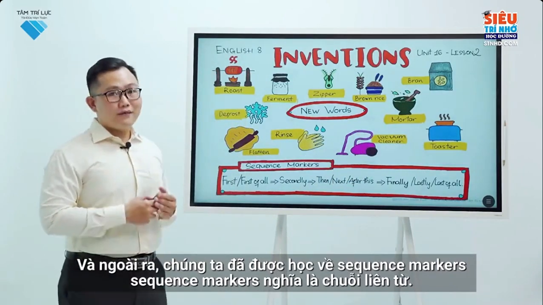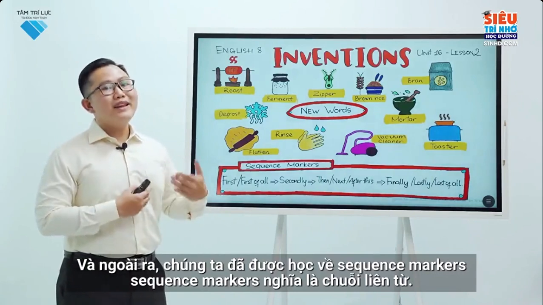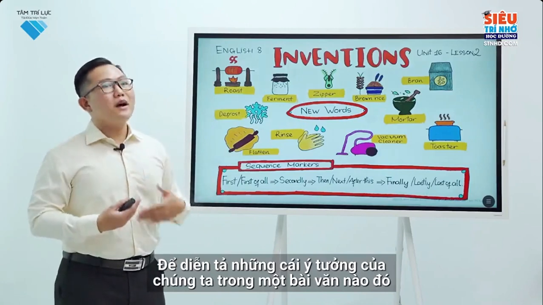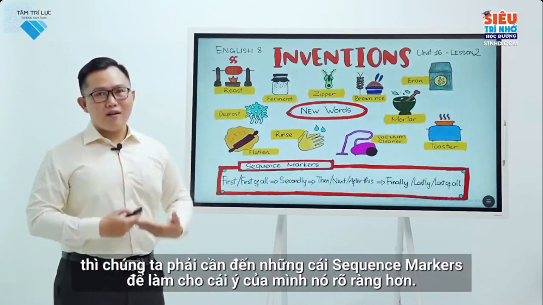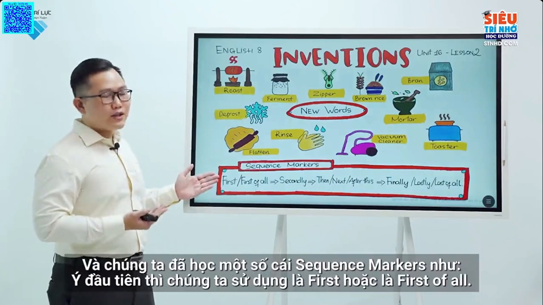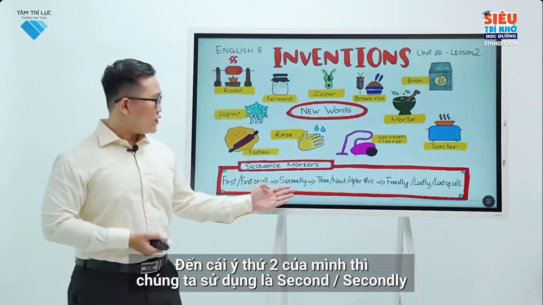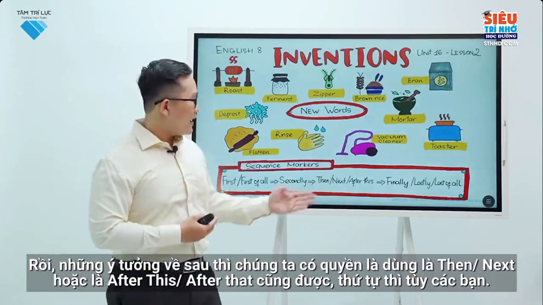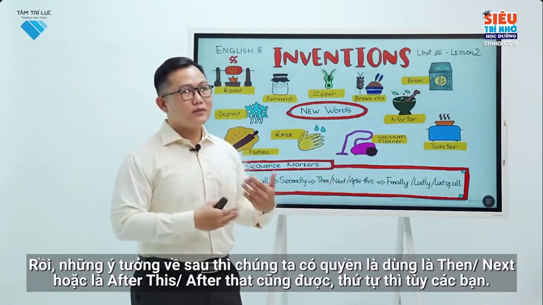Besides, we also learn about the sequence markers, conjunction chain. To express our ideas in a certain composition, we need to use sequence markers to make our ideas clear. And we also learned about some sequence markers like we use first or first of all for the first idea. We use second, secondly for the second idea. We can choose between then, next or after this, after that for next ideas. And you can also choose the order for these conjunctions.